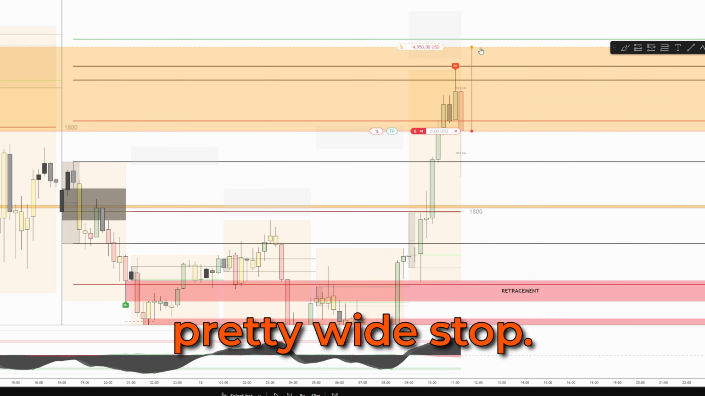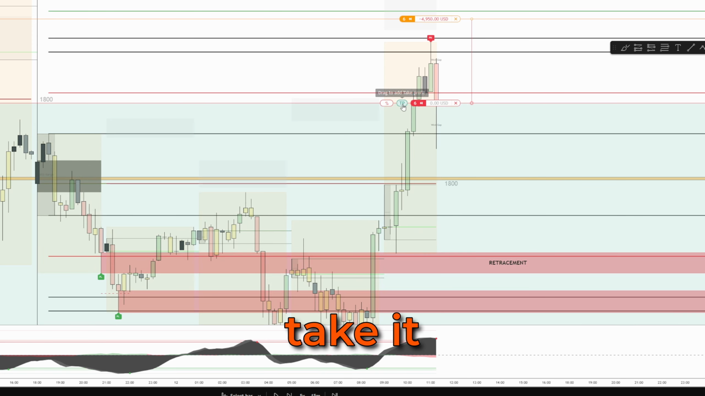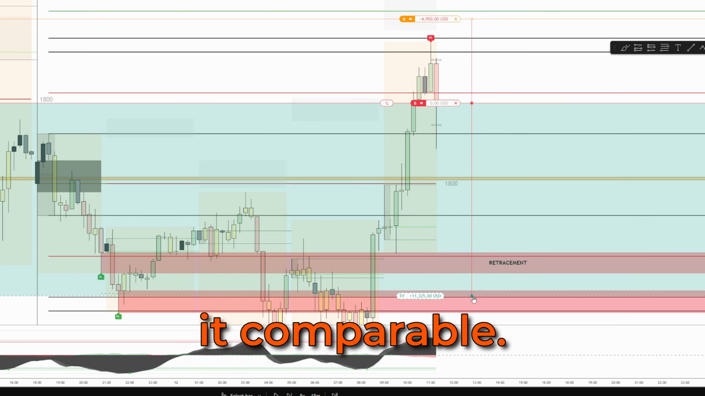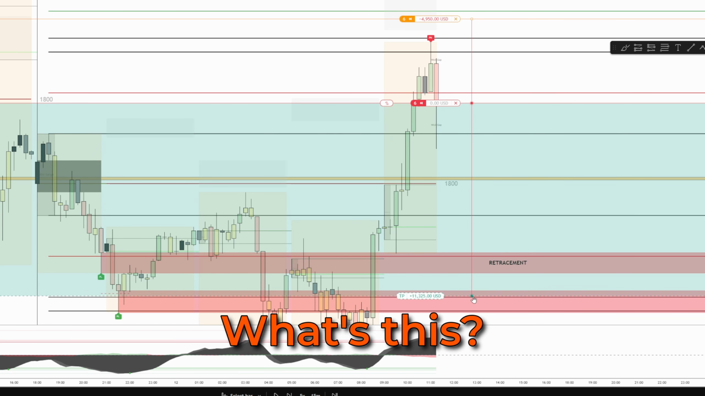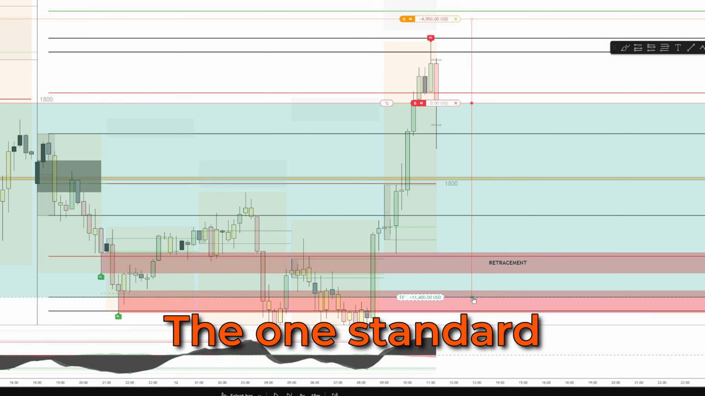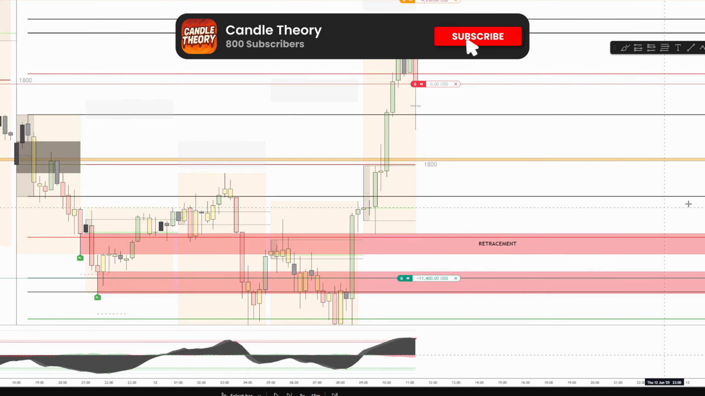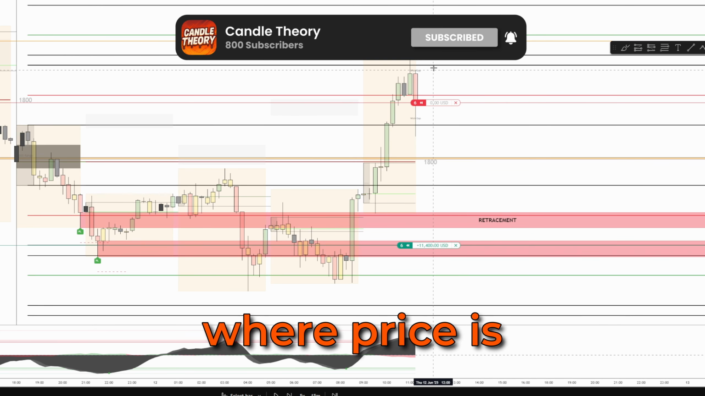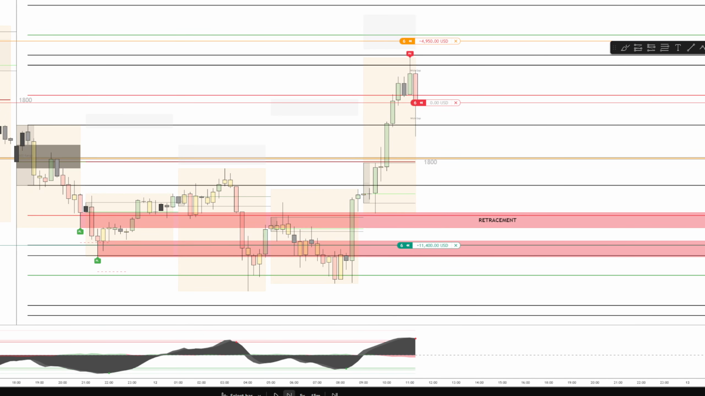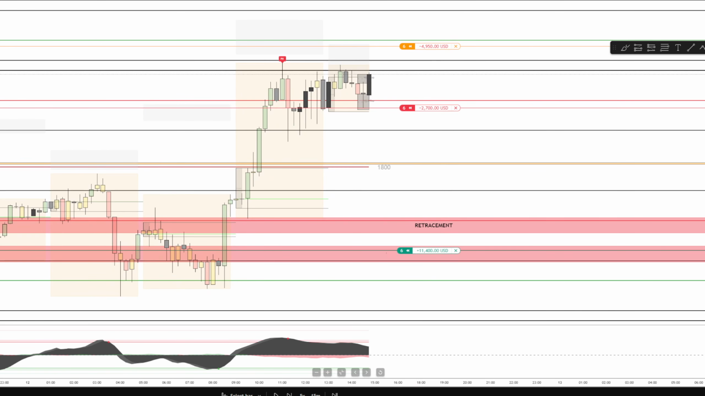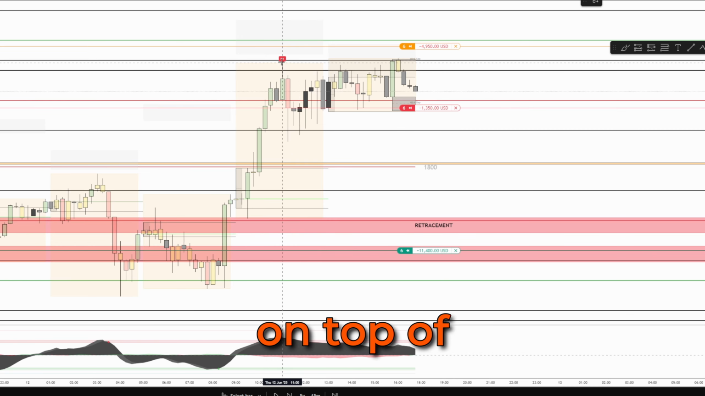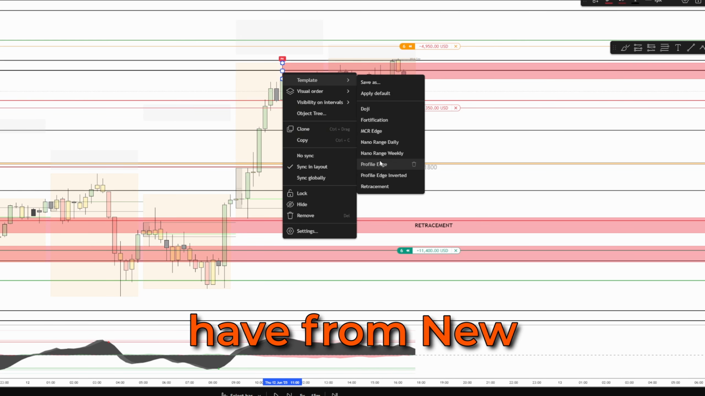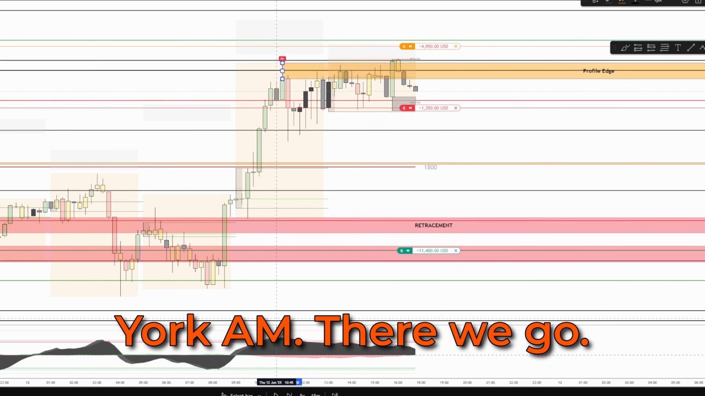It's going to be a pretty wide stop. And then we're going to take it to make it comparable. We're actually going to take it, what's this? The one standard to one standard. So we're only taking it to the corresponding standard deviation where price is reversing right now. We're just building on top of this profile edge that we have from New York AM.